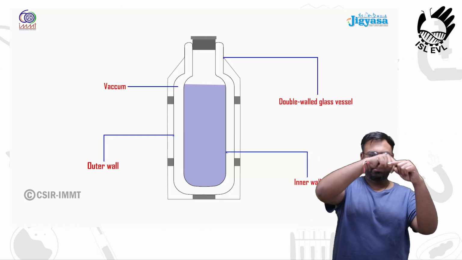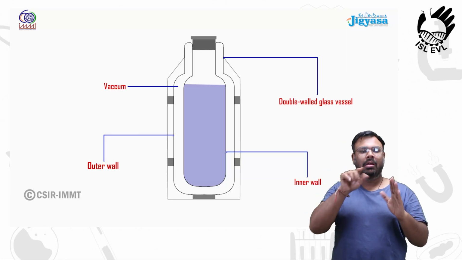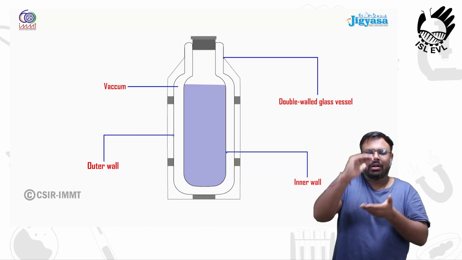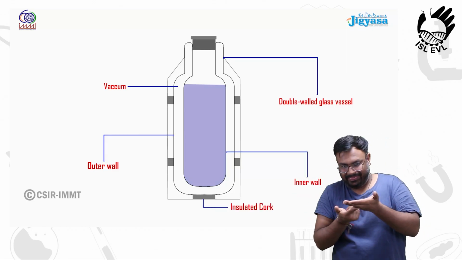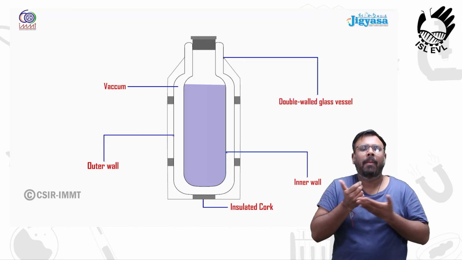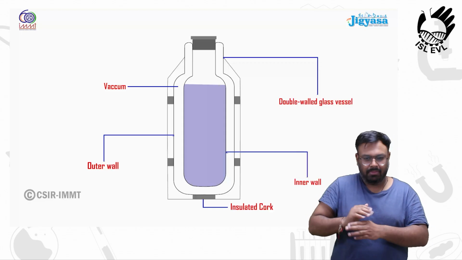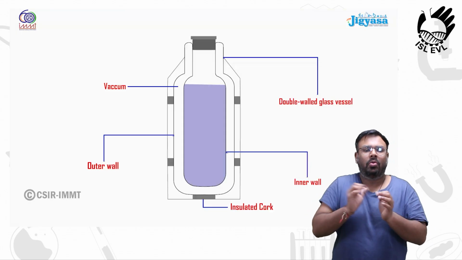The space between the inner wall and outer wall is evacuated to reduce conduction and convection loss, and the flask is supported on an insulator like cork. The device is therefore useful for preventing hot contents from getting cold, or alternatively to store cold contents.